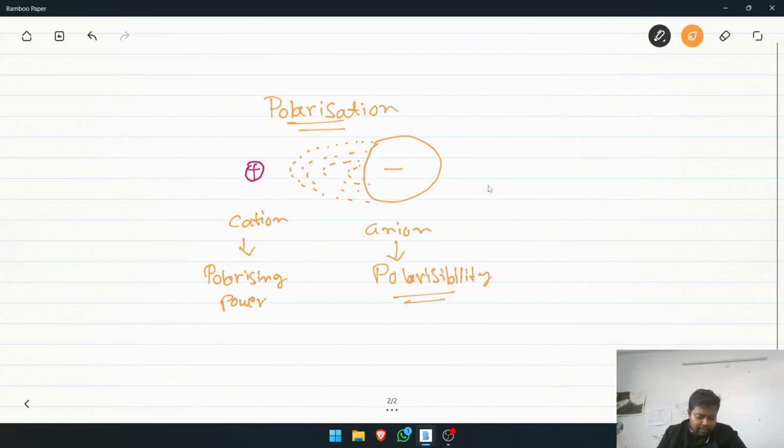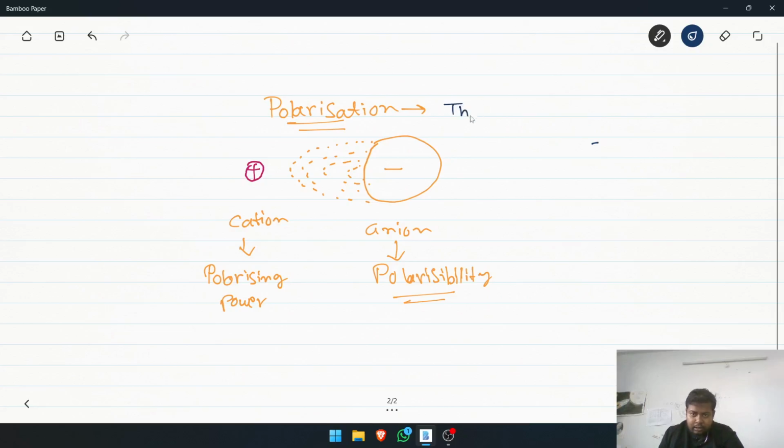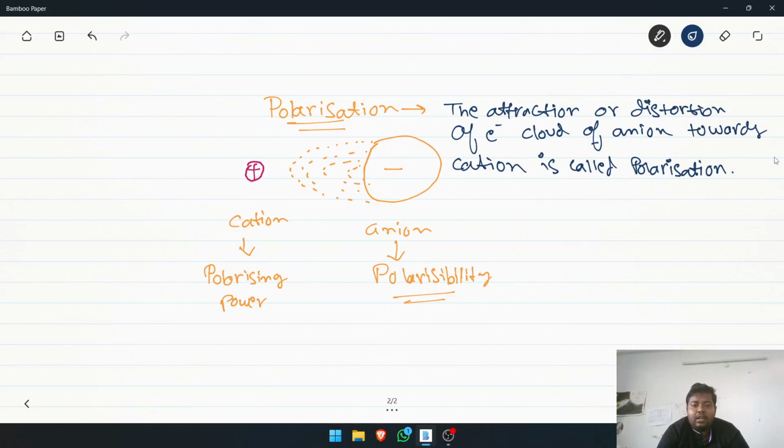So if you want to write a definition for polarization, how can you write it? We can write like this: the attraction or distortion of the electron cloud of the anion towards the cation is called polarization. This is very important.